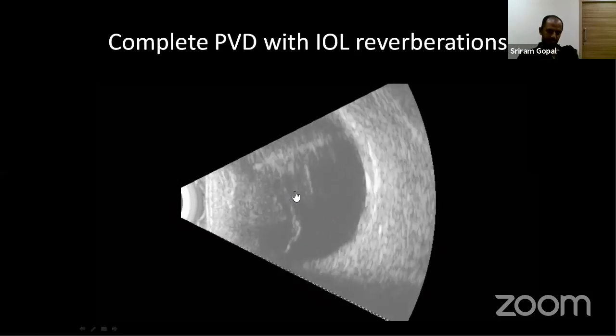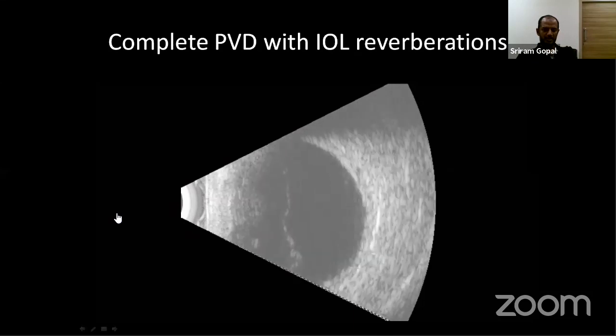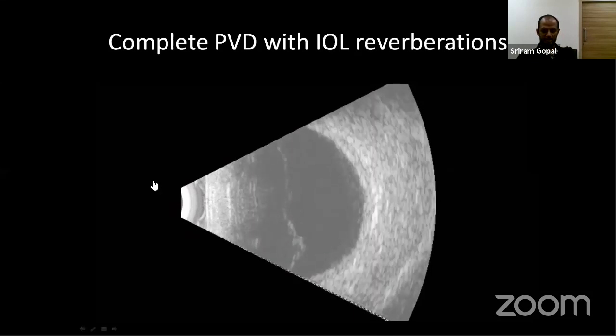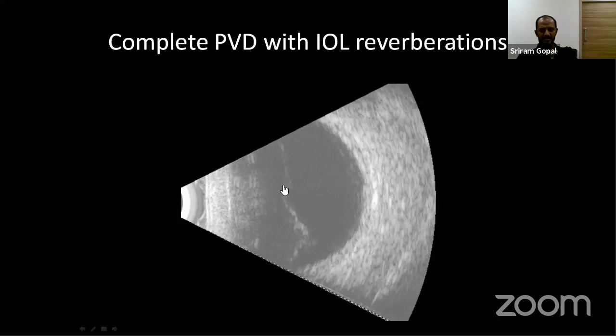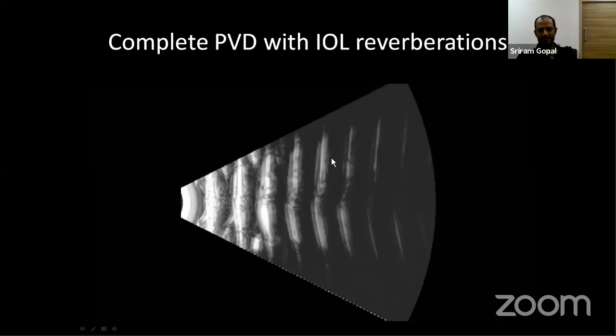There are two things I want to show you in this video. This is basically a complete PVD as opposed to that retinal detachment video I showed you earlier. If you look at the movements of the vitreous, they are very freely mobile. And second thing, it is not stuck to the optic nerve head anywhere.